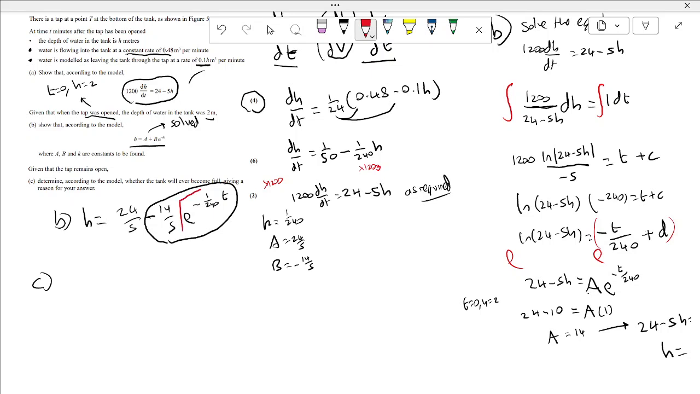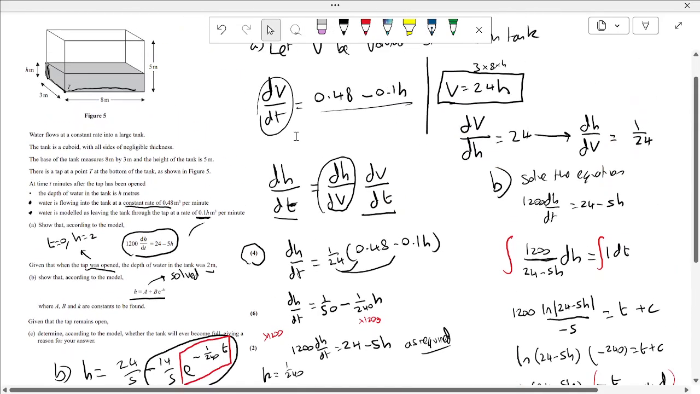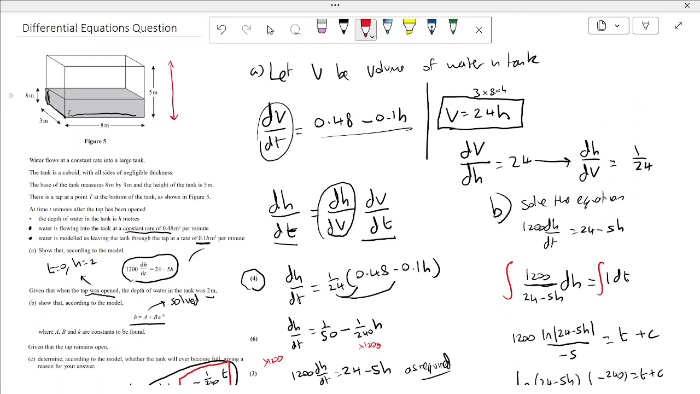And this term here, well, this number is always positive. e to anything is positive. So this whole term is always negative. So h is 24 over 5, take away something positive. So h is always going to be less than 24 over 5. And 24 over 5, by the way, is 4.8 meters. So h is never more than 4.8 meters. So the tank, 5 meters in total, is never going to be full. It's capped at 4.8. So that's one method of answering part C.